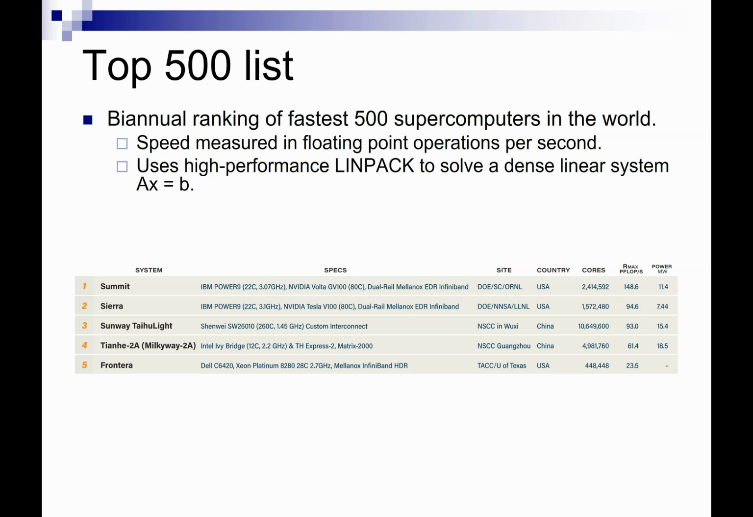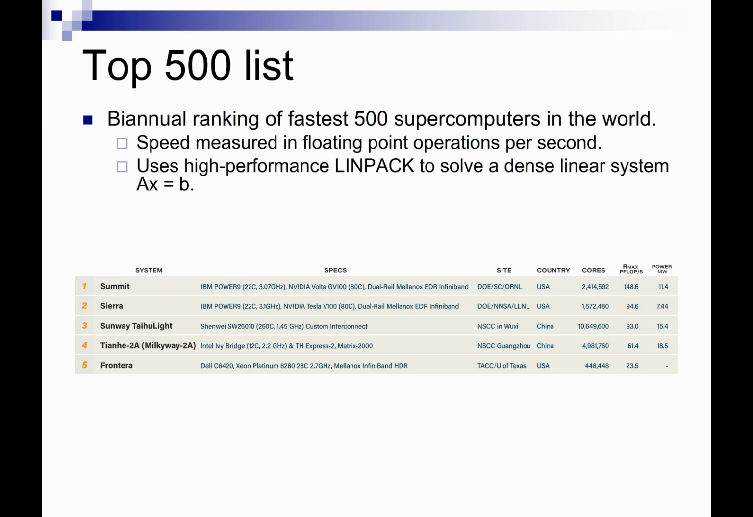The way they measure the performance of a supercomputer is in terms of how many floating point operations it does per second on a specific benchmark, which is called the LINPACK benchmark. This benchmark basically tries to solve a dense linear system. We're given a dense matrix A, and we want to solve for the vector x so that Ax equals some input b. The way it solves it is using Gaussian elimination.